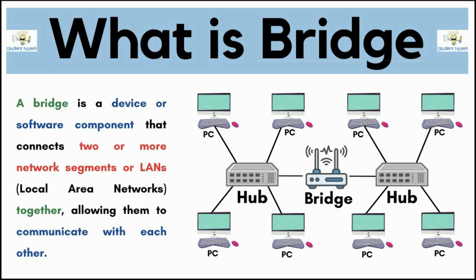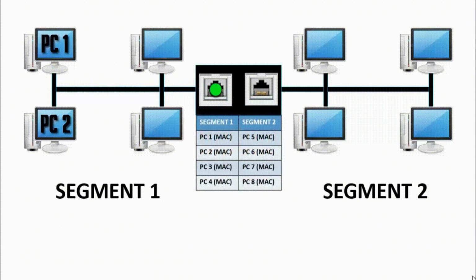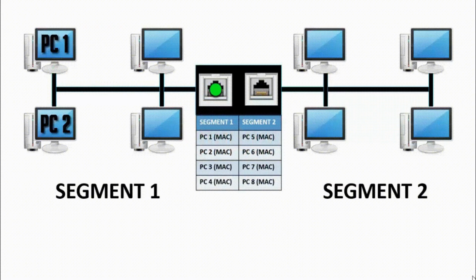Bridge versus router: what is the difference, and why? While both bridges and routers connect networks, a bridge connects segments within the same network using the same protocol, while a router connects different networks with different protocols. This is the main difference.